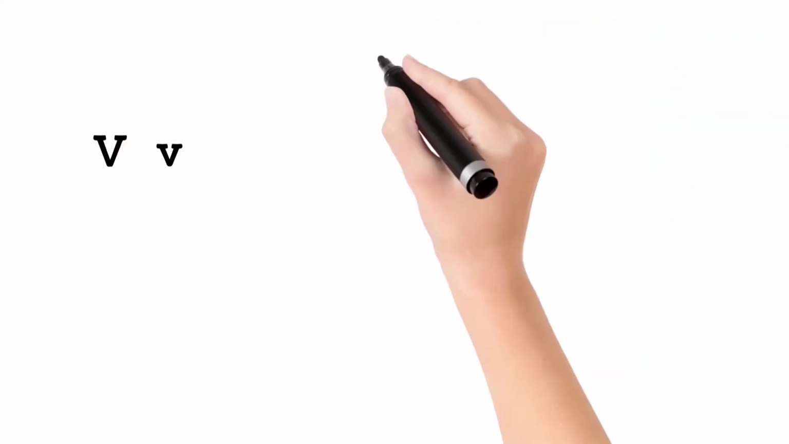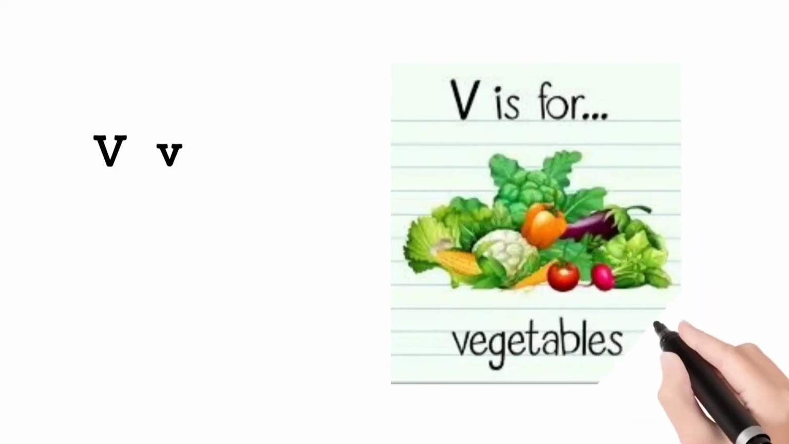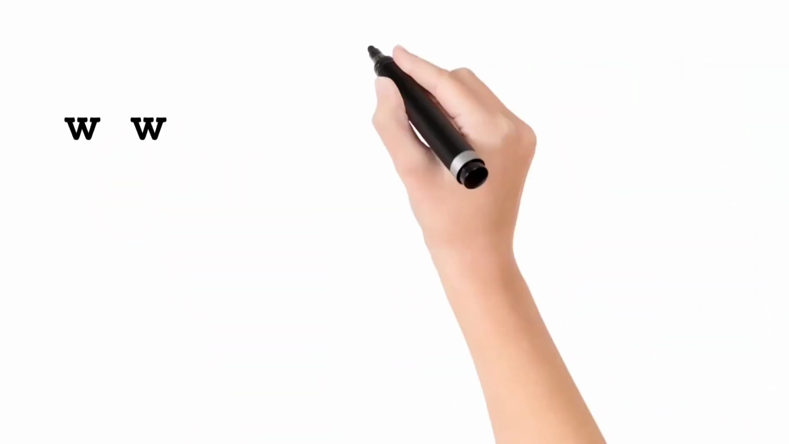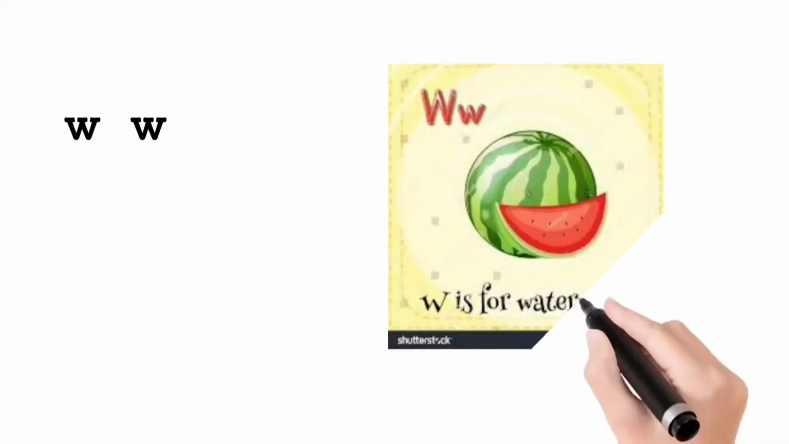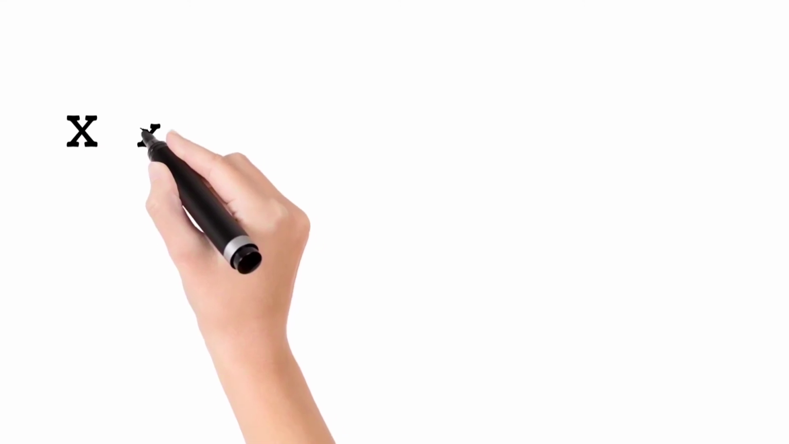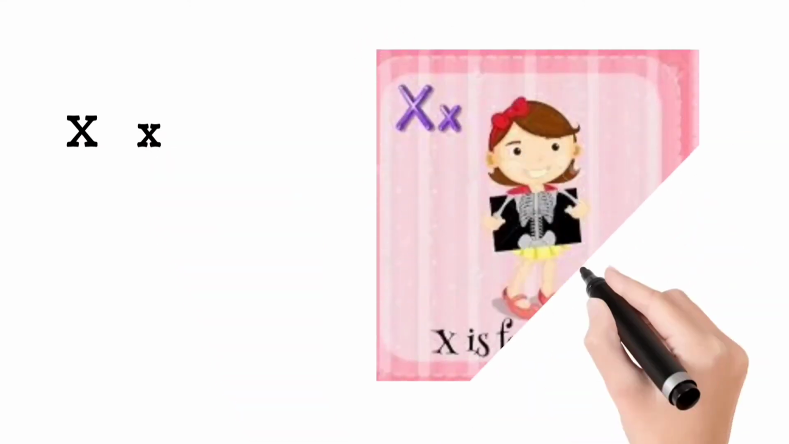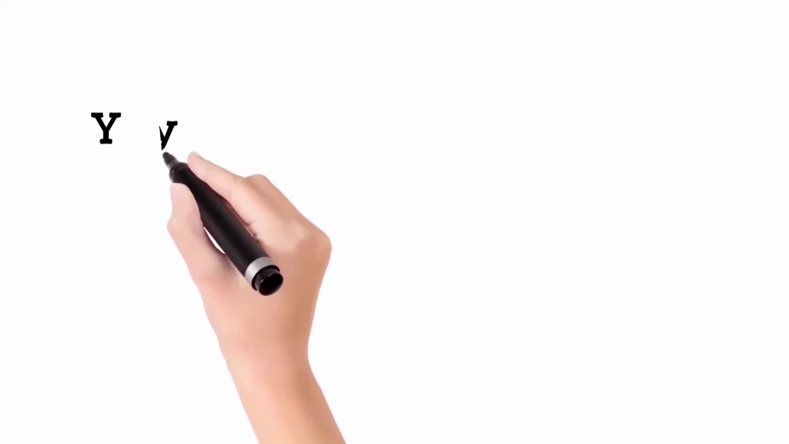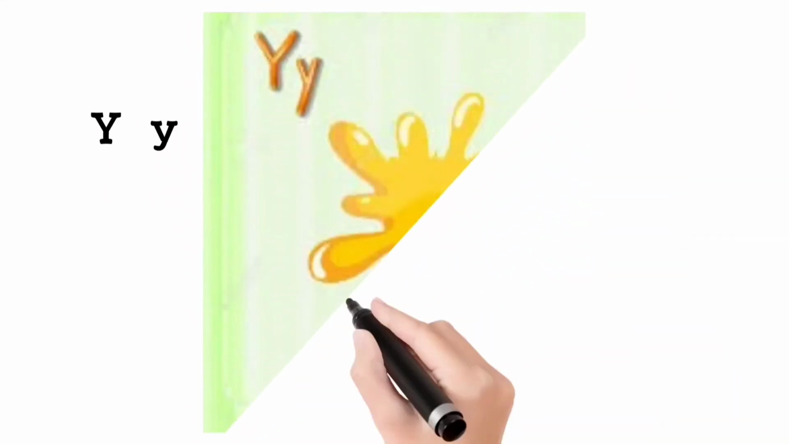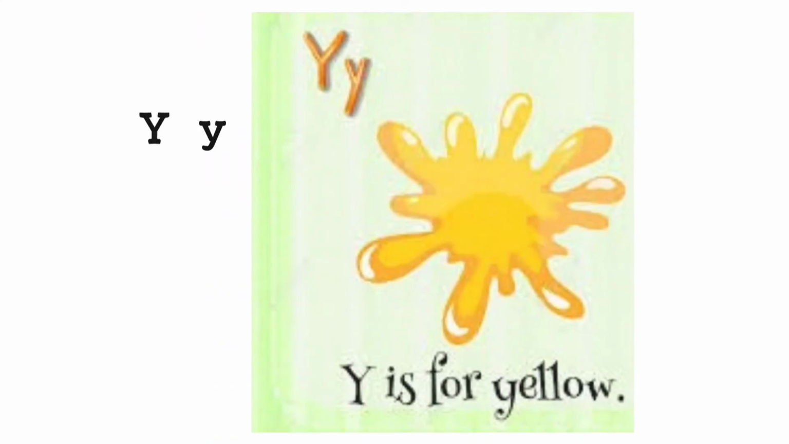V is for vegetables. W is for watermelon. I love watermelon. X is for X-ray. Y is for yellow. I love the color yellow.